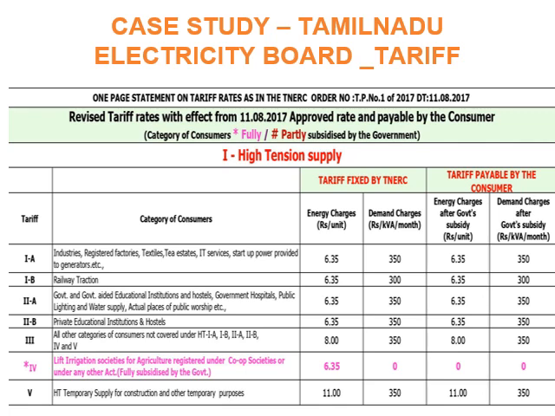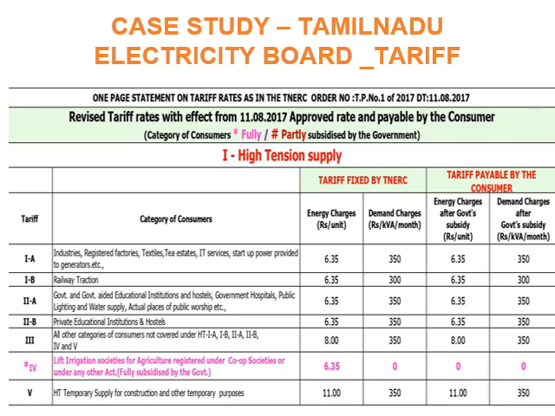So this is for high tension supply. The tariff 1A, these are the categories of consumers. You see, industries, registered factories, textiles, tea estates, IT services, and startup power provided to generators. They are charged at rupees 6.35 per unit. And then the maximum demand charges are 350 rupees per kVA per month. Energy charges after government subsidy are 6.35 because they don't have any subsidy, and demand charges are 350.